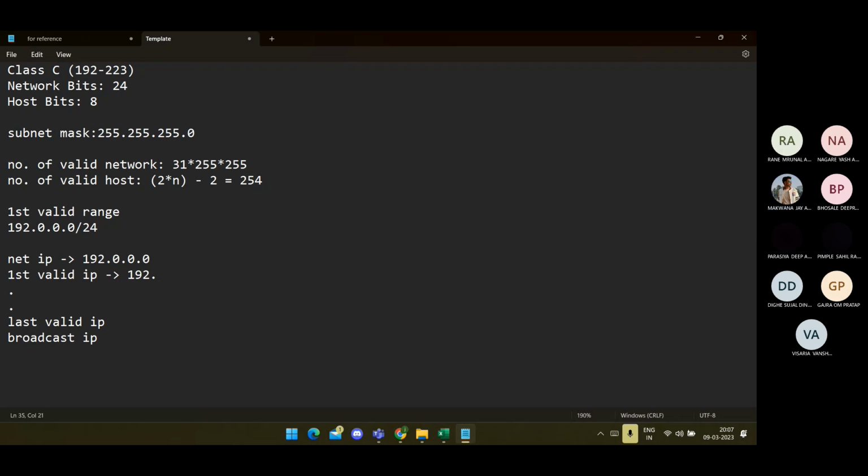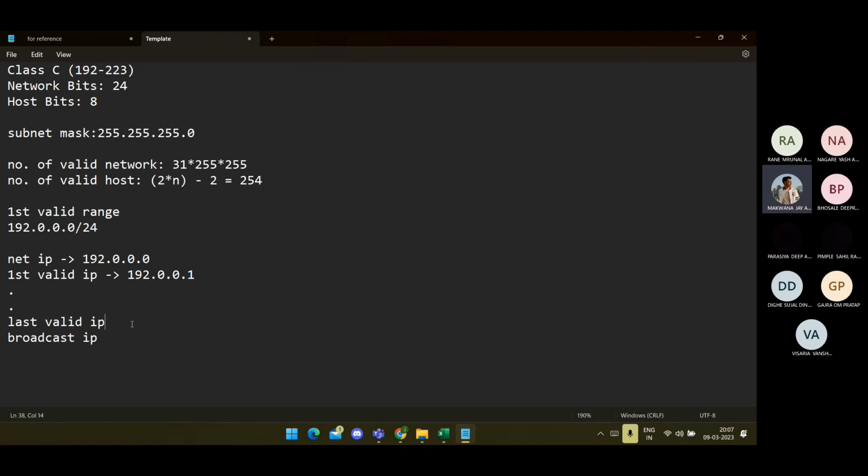192 dot. What will be the next IP of this? It will be 0.0.1. Okay, and it will go to 192.0.0.2, then .3, .4 till 255. After 255, it will change this bit and it will again start with 1, 2, 3, 4.